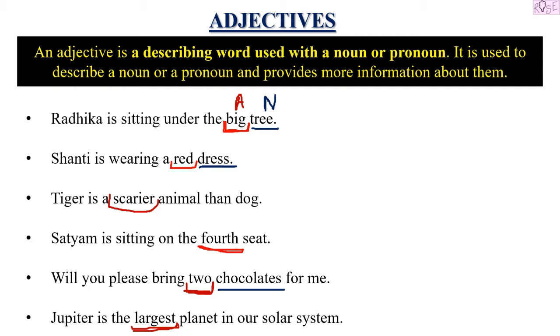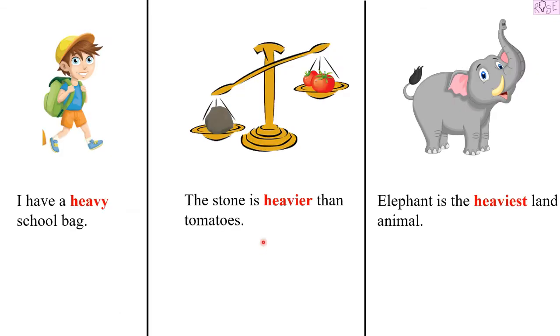So are we going to do only this? No, we are going to learn something else today. Let us read these 3 sentences and try to figure out which are the adjectives. The first sentence is: I have a heavy school bag. This boy is saying that he has a heavy school bag. Next is: The stone is heavier than tomatoes. Here heavier is describing stone.